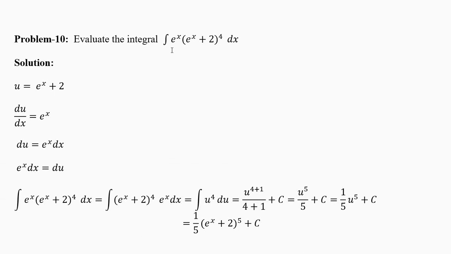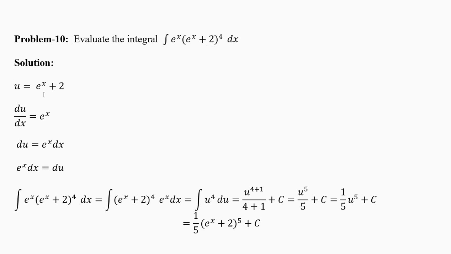Evaluate the integral of e^x times (e^x + 2)^4. Now what's your function? The function is the power function. The power is 4, n equal to 4. And what's the argument of the power? It is e^x + 2.